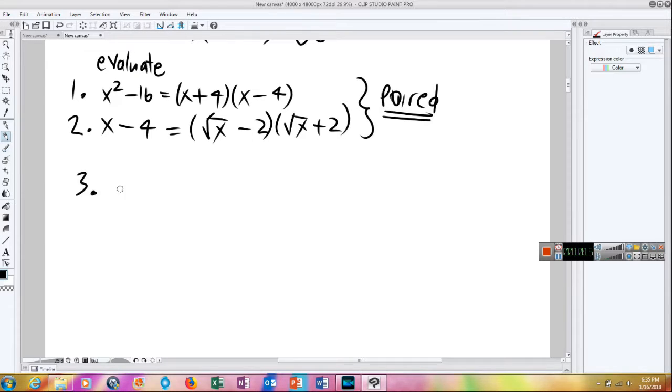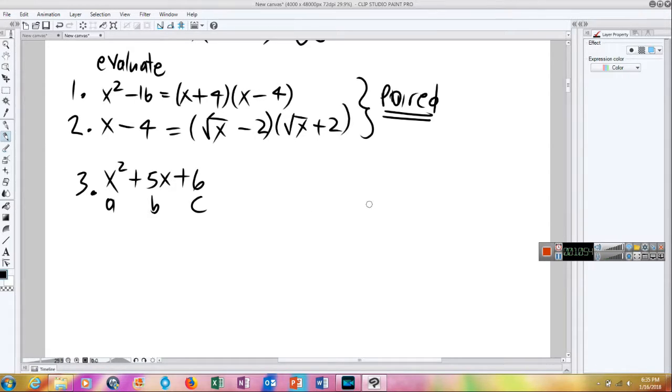So here at number 3, we're going to do something slightly different. We're going to have 3 numbers. We have x squared plus 5x plus 6. So here we need to do what we call an AC rule operation, where we have to multiply. Let's just say this is A, this is B, and this is C. We need to find a set of numbers that multiplies to get C but adds up to get B.